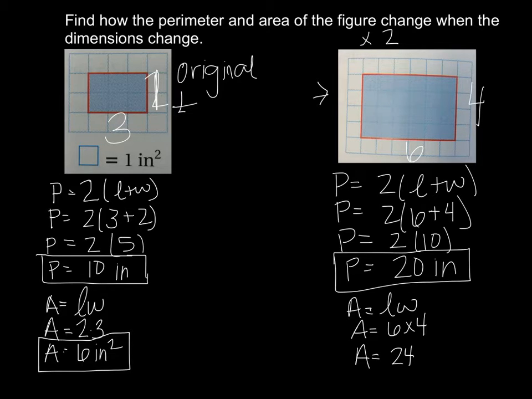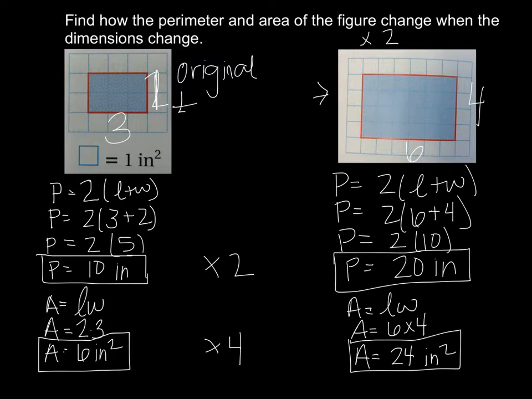Now I'm seeing something here. So my perimeter, it appears, we haven't done it on enough problems yet, but it appears that I can write my perimeter is just times 2. Okay, but when I'm looking at to go from my original area to my doubled area, I see I didn't times it by 2. I multiplied it by 4.